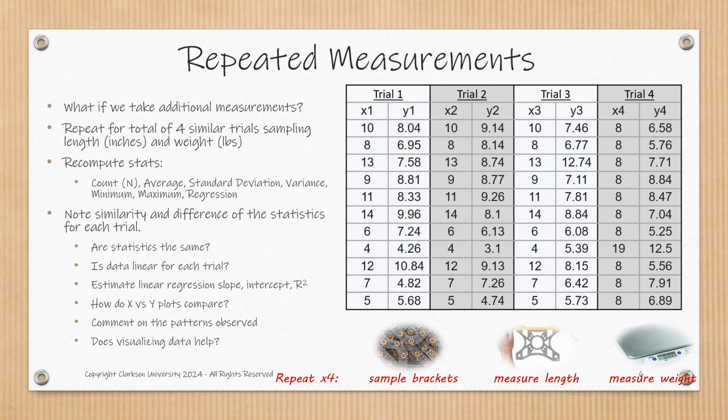To improve our confidence in these results, we took some additional data. We had 3 more trials on top of our first trial for a total of 4 trials of length and weight samples. We wanted to understand this data and do similar types of analysis to what we did in the very first case.